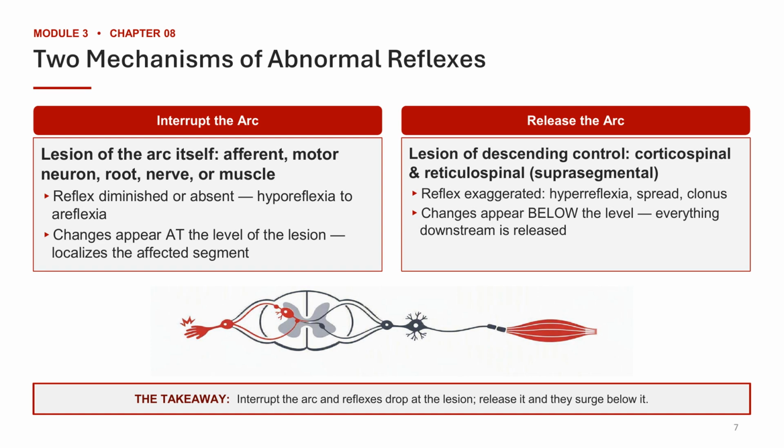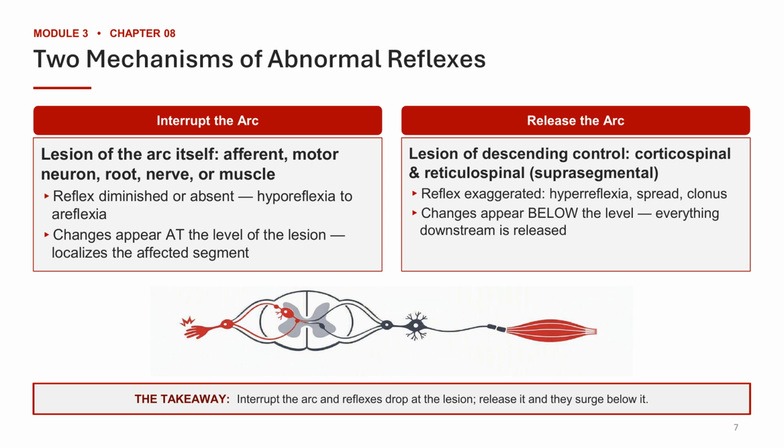If you remember one slide from this chapter, make it this one. Every abnormal deep tendon reflex you will encounter arises from one of 2 mechanisms. The first is interrupting the arc. The lesion is in the circuit itself, the afferent limb, the motor neuron, the root, the peripheral nerve, or the muscle. The reflex is diminished or absent, hyporeflexia progressing to areflexia, and the change appears at the level of the lesion, which is precisely why it localizes the affected segment for you.